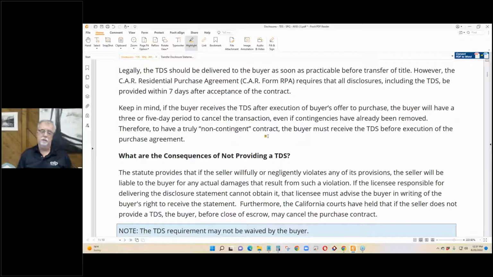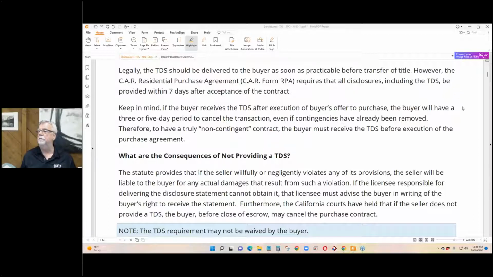But let me ask you this. If the buyer makes an offer, and you guys can chat your answers, right? This is a yes or no question. If the buyer has made an offer with no contingencies, they use the contingency removal form, they check number 3, the buyer hereby removes any and all contingencies, but the buyer has not yet been given a copy of the TDS, and then the buyer is given a copy of the TDS. Can the buyer back out based upon the TDS?